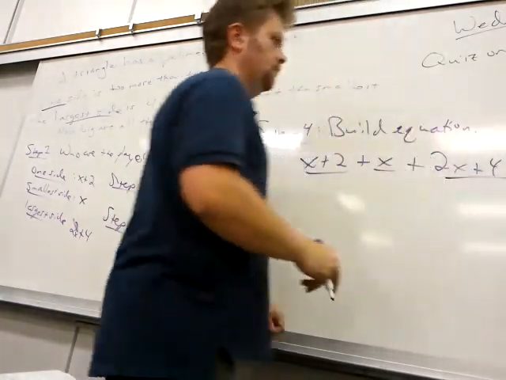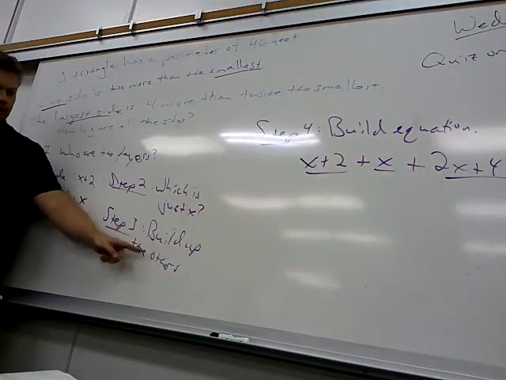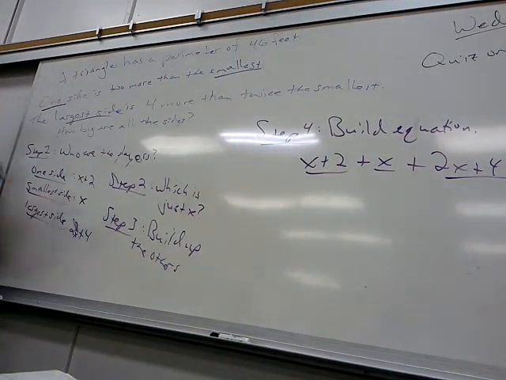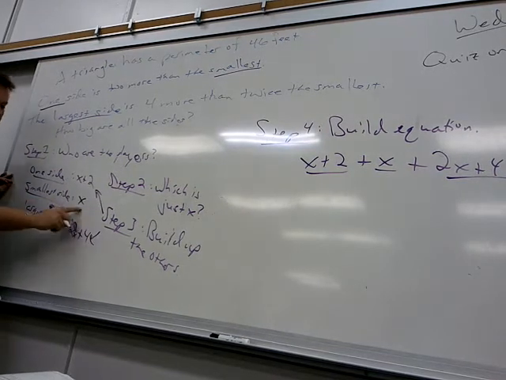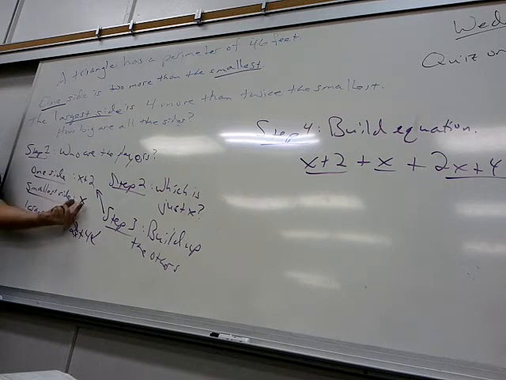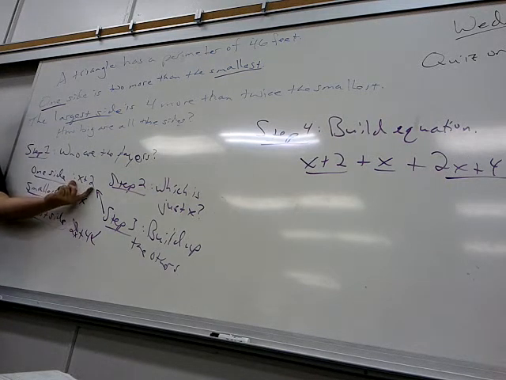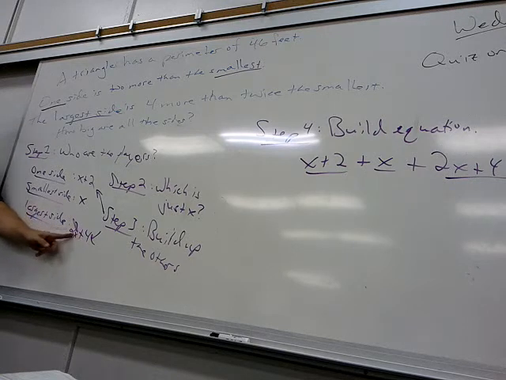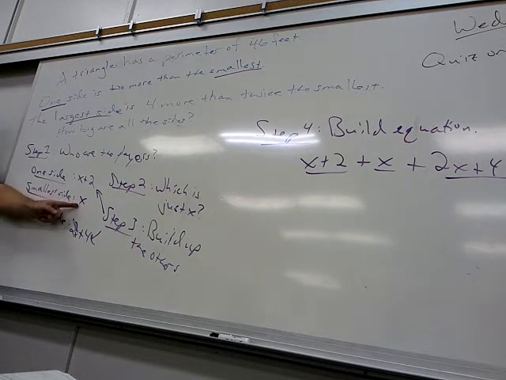What did you write for step 3? Build up the others. What I mean by that is, based on the X, what are the other guys? He was 2 more than him, so I can now build him up because I called him X. I can now call him X plus 2. This was 4 more than twice him, so now I can call him 2x plus 4. So I can build the other ones up based on what I called him. And now should be the easy step.